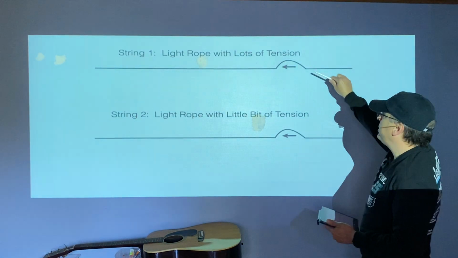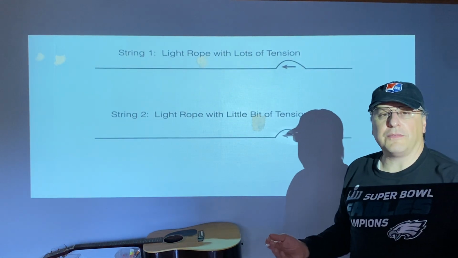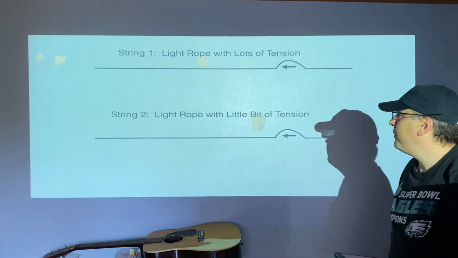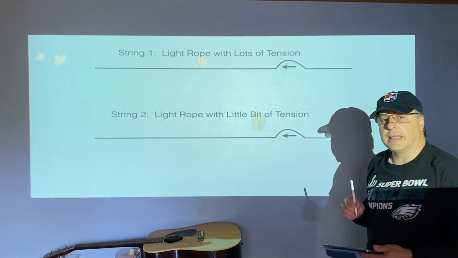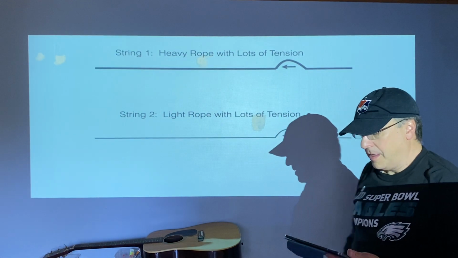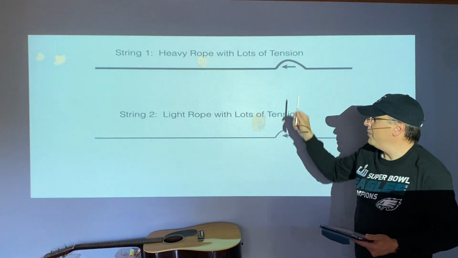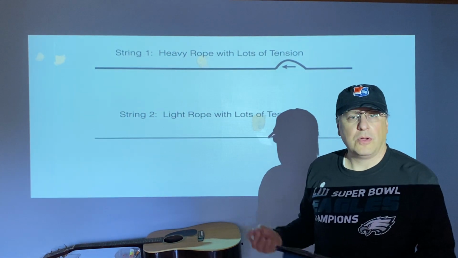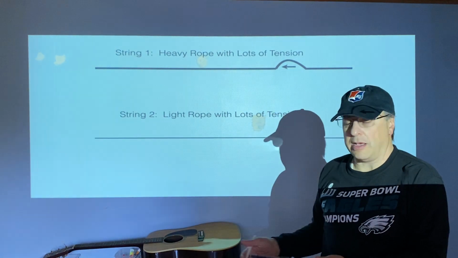Okay, here are two different ropes. Tell me which one of these travels quicker. Would it travel in the rope with lots of tension or the rope with only a little bit of tension? Both of these are light ropes. How about now if we have the same amount of tension, but we have a heavy rope and a light rope? Where should the wave travel quicker? Where should the wave travel slower?